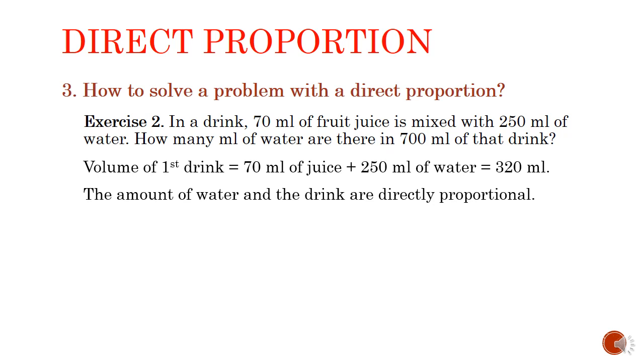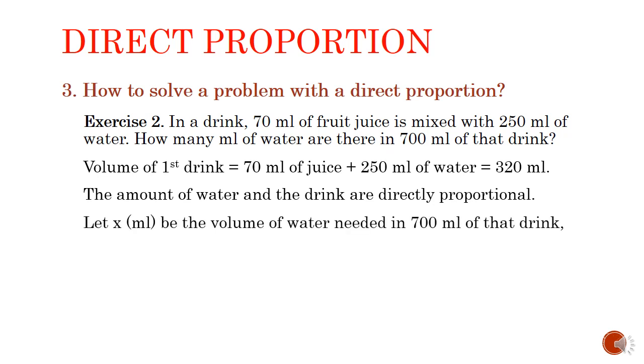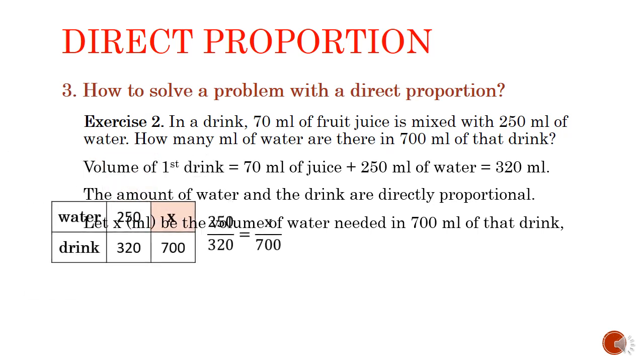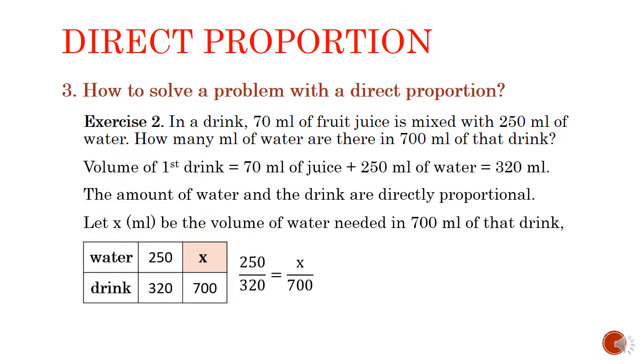Thus, let x milliliters be the volume of water needed in 700 milliliters of that drink. We have the ratio of 250 to 320 is equal to the ratio of x to 700, and x is equal to 546.875 milliliters.